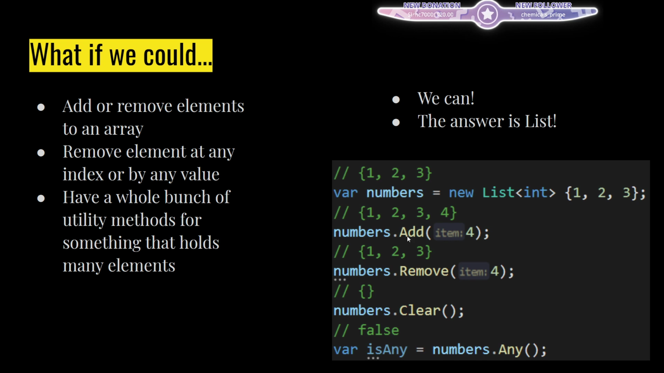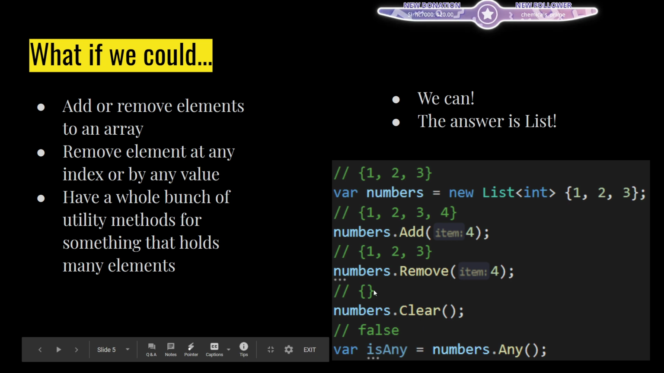And if I call add and say 4, I add an element at the end of the list. If I say remove 4, that means I remove an element by value in the list, so the last one. If I say remove at and I give it 3, then it will remove the third element by index. If I call clear, it makes the list empty, and if I call any, it checks if the list contains any elements. And in this case, it doesn't contain any elements, and therefore it's false.